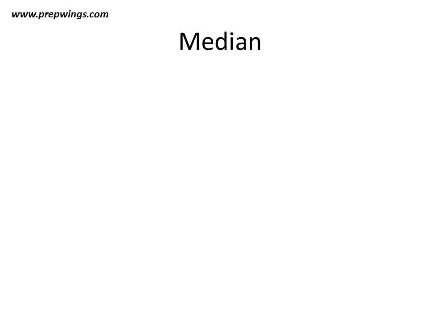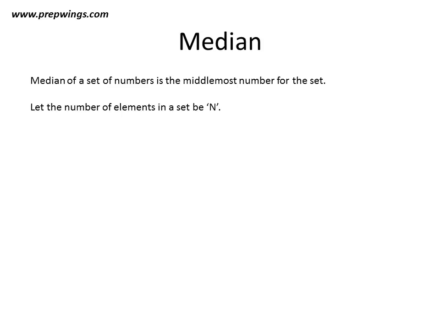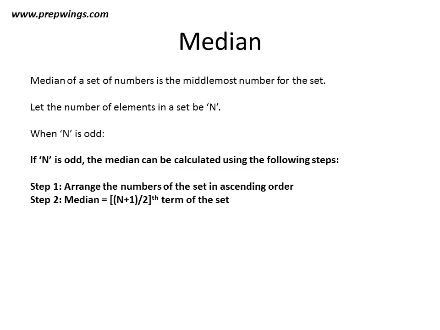Okay, in this video we'll talk about median. So median of a set of numbers is the middlemost number for the set. Let the number of elements in a set be n. When n is odd, we follow these two steps to find the median. Step 1 says arrange the numbers of the set in ascending order. After that, median will be equal to the (n plus 1) by 2th term of the set.